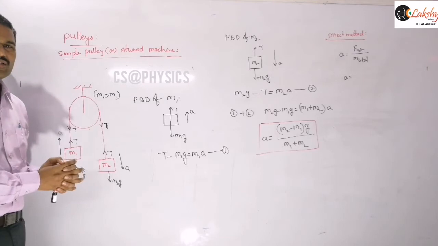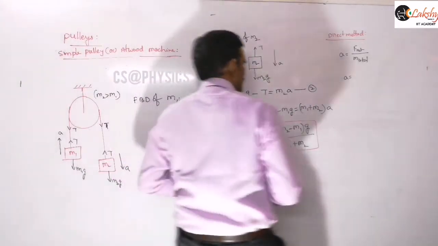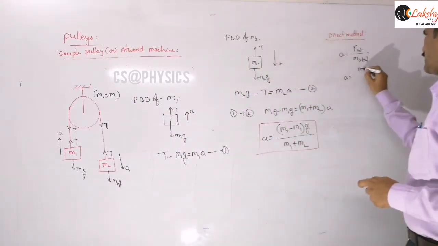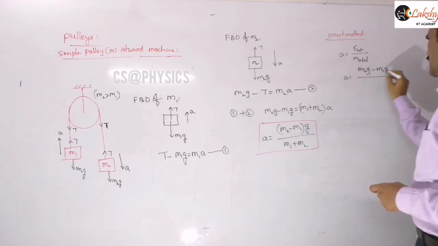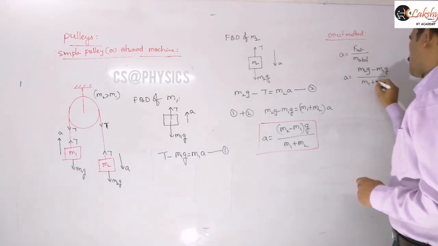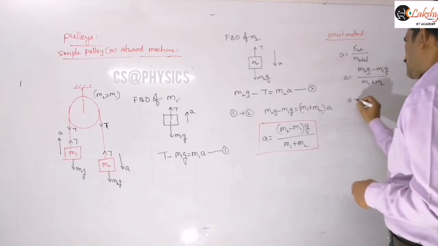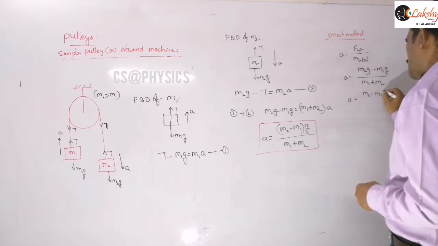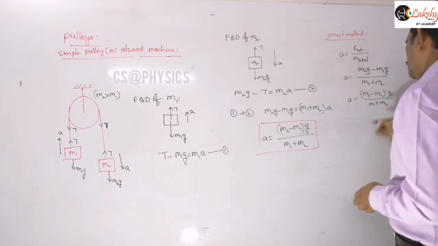One is trying to accelerate the system, the other is trying to oppose the system, so that net force means we need to write it as M2G minus M1G. This is a net accelerating force here because both the forces are in opposite direction. M2G minus M1G by total mass in motion, which is M1 plus M2. Therefore this acceleration is M2G minus M1G by M1 plus M2.